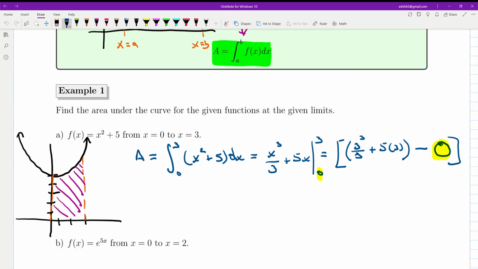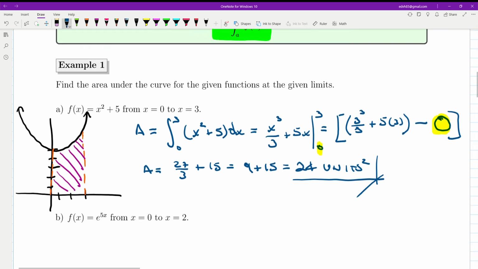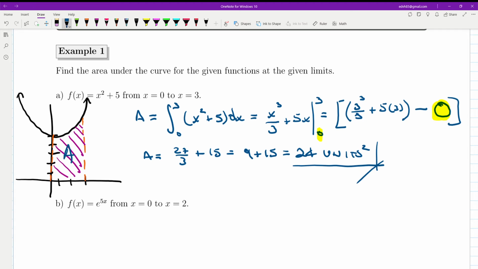And that's going to give us the following value. So area A equals 3 cubed, which is 27 over 3, plus 5 times 3, which is 15, which equals 9 plus 15, which adds up to 24. And in this case, units squared. Typically, we express these final answers as units squared. Again, this could be centimeters, meters, kilometers, depending on the physical application. And that's the value of this area under that curve right here.